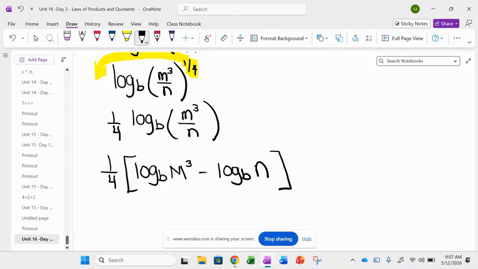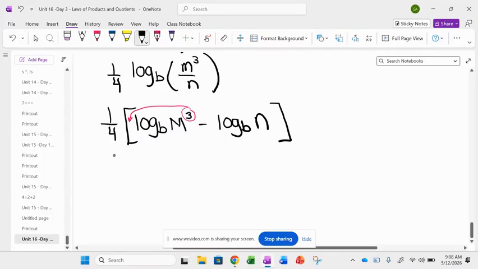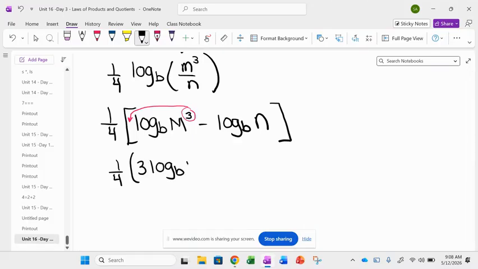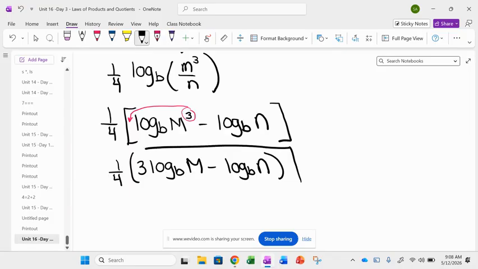Am I finished here? No, I now have another exponent. Now I could bring that 3. Could I bring the 3 into the front of the brackets? No, I can bring that 3 just to the front of the first log. So this ends up being 1/4 times the quantity of 3 times the log base b of m minus log base b of n. Could I distribute in that 1/4 if I wanted to? Absolutely. Do I have to? No.